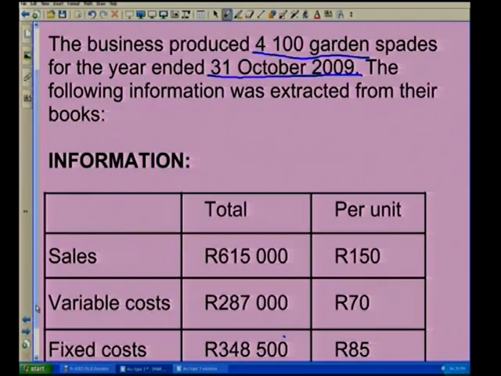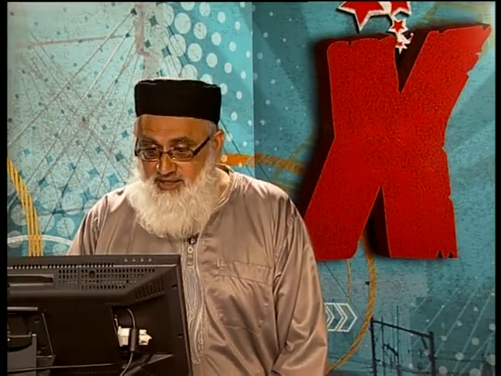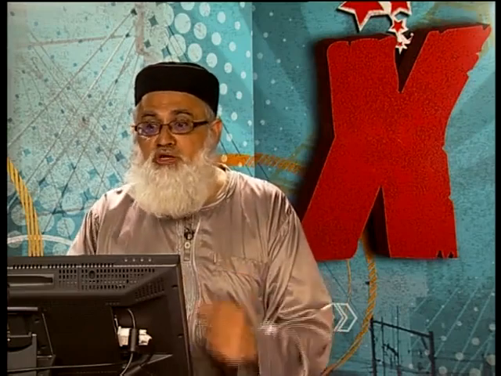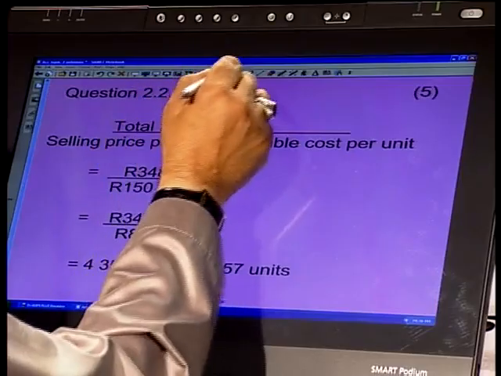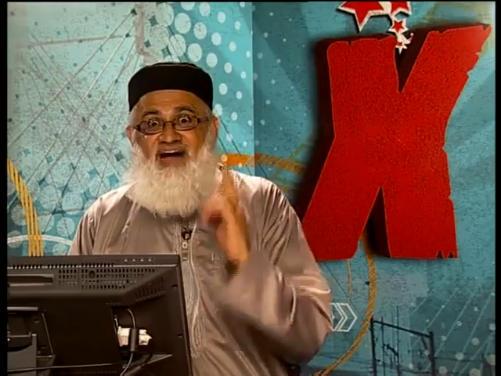They give you information regarding the sales, the total sales, the variable costs, the fixed cost, and they also give you the per unit costs for your sales, your variable cost, and your fixed cost. Okay. Now, let's look at the question. Calculate the break-even point for the year ended 31st of October 2009. Do you know the ratio for the break-even point? Come on, you should know it. But if you don't, here goes.